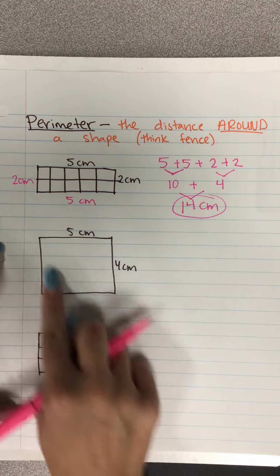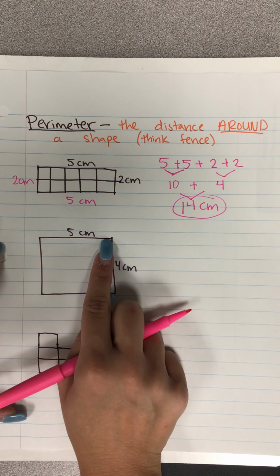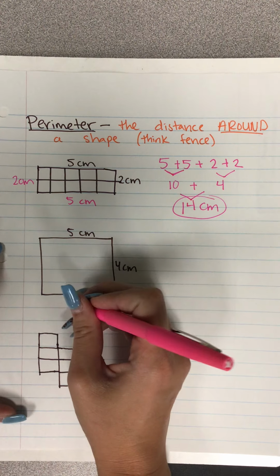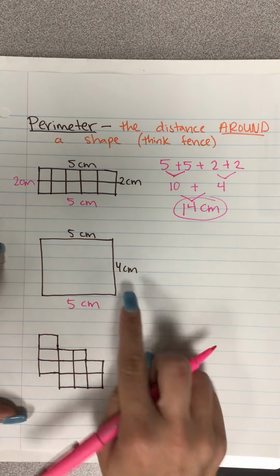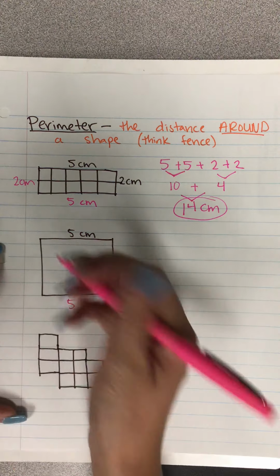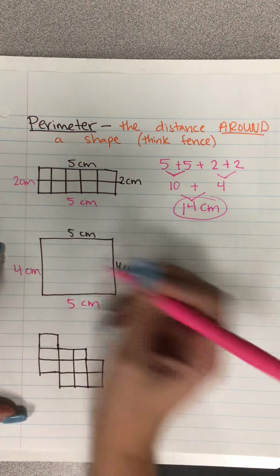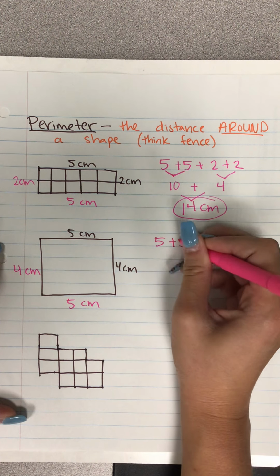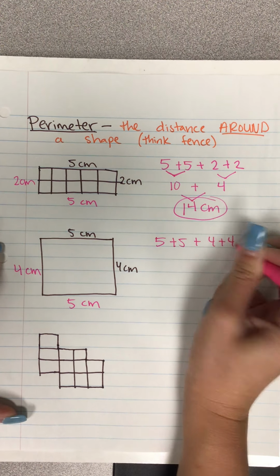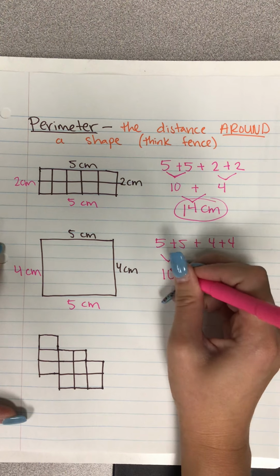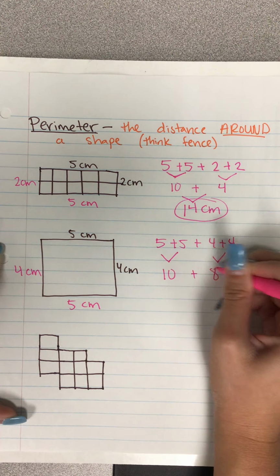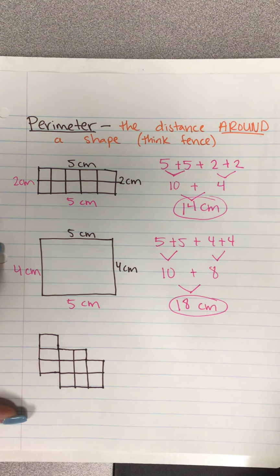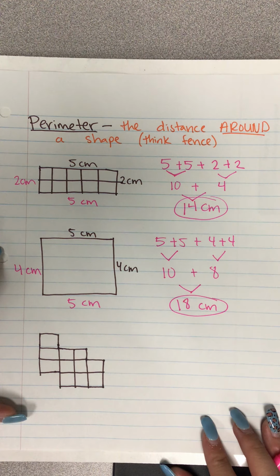Okay, sometimes they don't give you the squares, they'll just tell you the side. So again, if I know that this top one is 5 centimeters, then I know the bottom one has to be the same thing. If I know that one side is 4 centimeters, then the other side is 4 centimeters as well. And now I'm adding up all the sides. 5 plus 5 plus 4 plus 4. 5 plus 5 is 10 again. 4 plus 4 is 8. So this one has a perimeter of 18 centimeters.